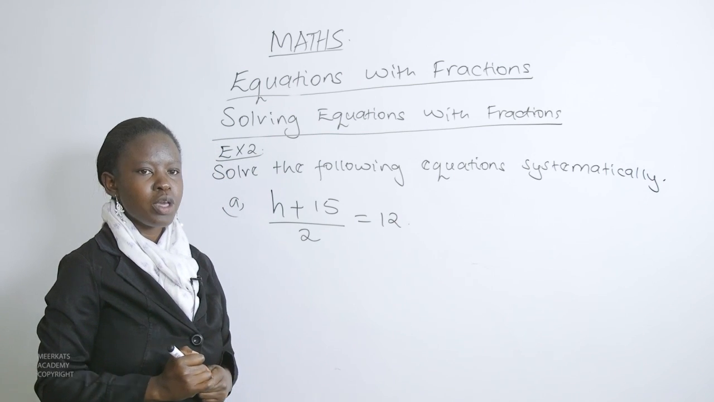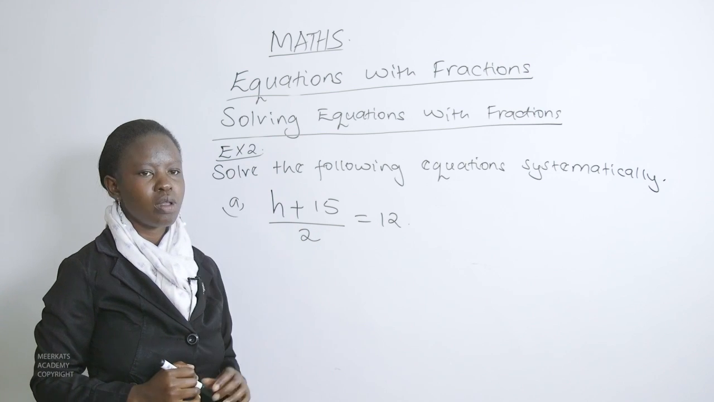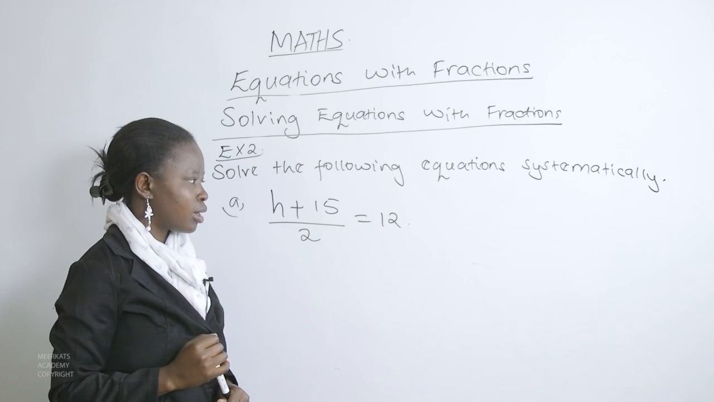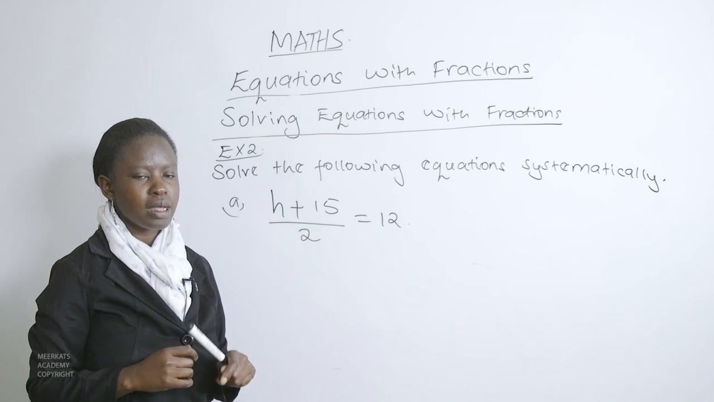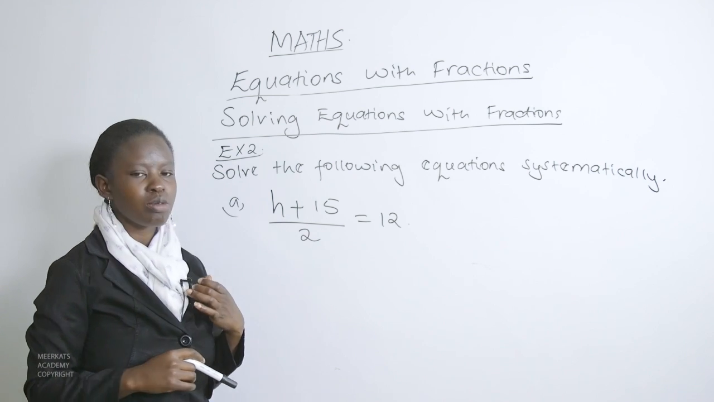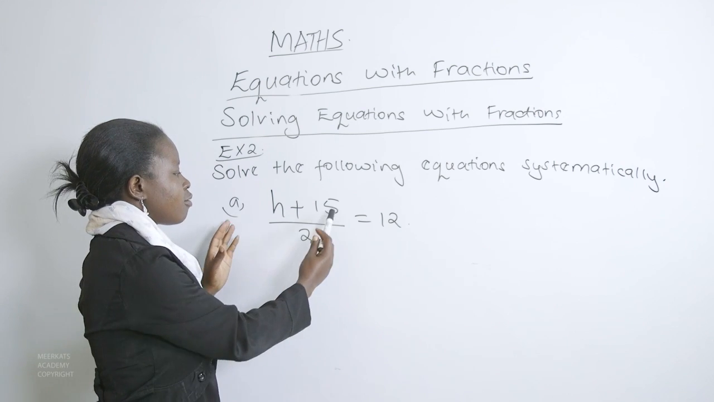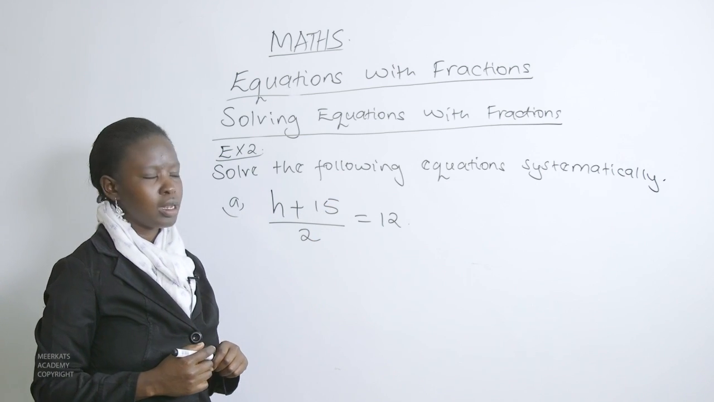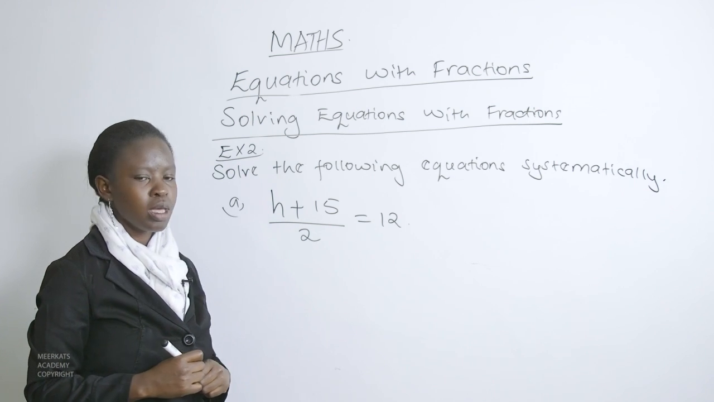So we have the equation h plus 15 over 2 is equal to 12. And we need to solve the equation systematically. So when we need to solve the equation systematically, first let us look at our denominator. Is it covering all the numbers, or is it covering just one of the numbers? And we discover that our denominator on the left hand side is covering all the numbers. So it means that we are having the addition, then the division later on. So when they are combined, then we have the following steps to be followed.